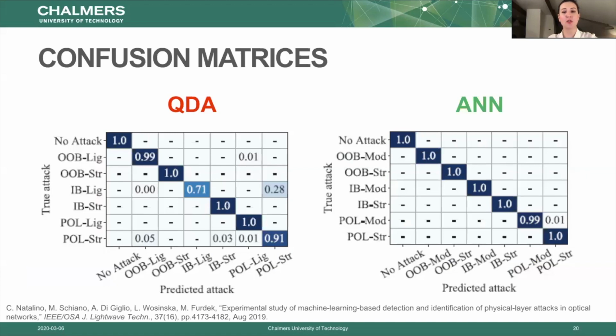The confusion matrices of the worst and the best performing classifier are shown here. As we can see, neither one of them has any false positives or false negatives. And artificial neural networks perform very well. They only have a problem of misclassifying the intensity of the polarization scrambling attack in 1% of the cases. On the other hand, QDA has a problem with misclassifying attack types, and these two, in-band jamming and polarization scrambling, have different properties, which means that this is not acceptable performance.